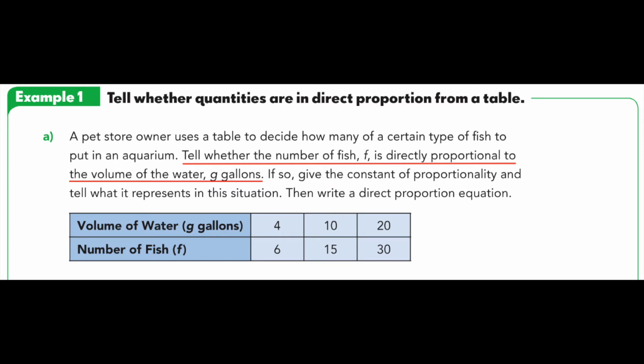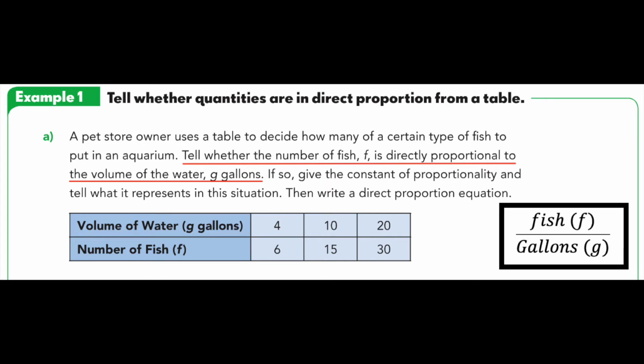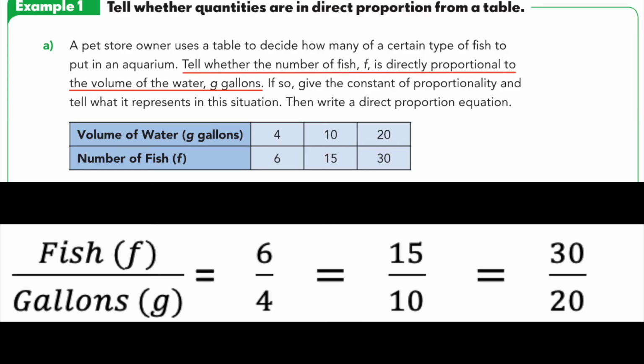Pause the video and try and set up a ratio comparing f to g. If you set up your ratio as fish over gallons, that is correct. Now you're going to pause the video again and try to create 3 ratios from the given information in our table. Remember to make sure and set it up as your f value over your g value. Your ratios should be set up as 6:4, 15:10, and 30:20.